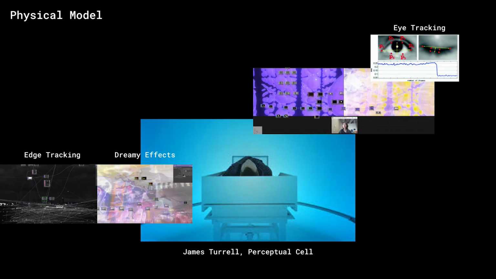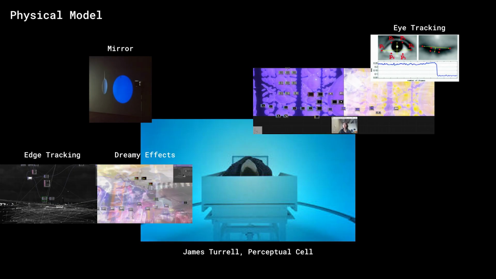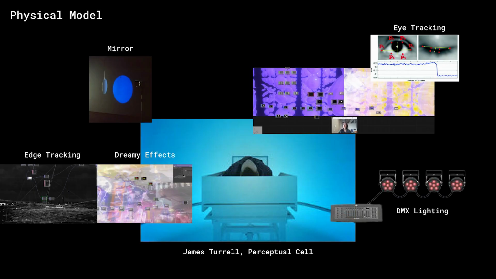I think it will be partially interactive and partially just a viewing experience, where I play the dreamy film effects and edge tracking videos for a different viewing experience. I want to experiment with possibly incorporating a mirror element, and I think DMX lighting is something I will need to explore as well.